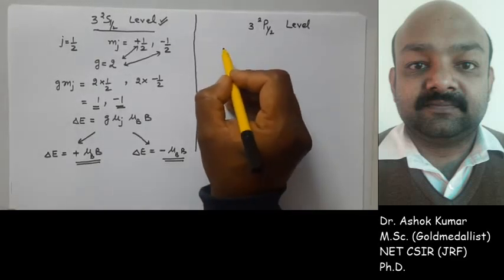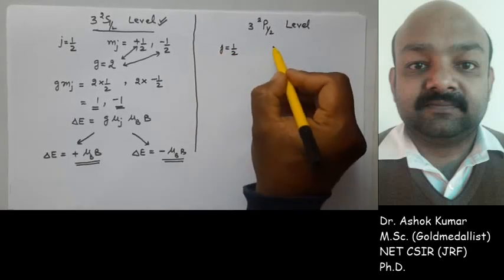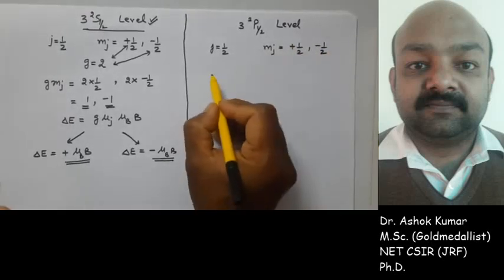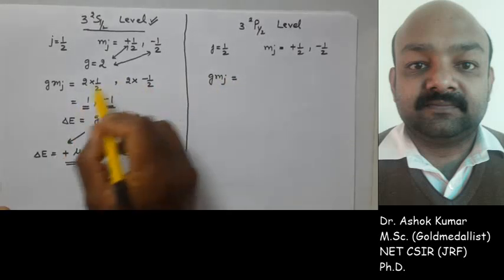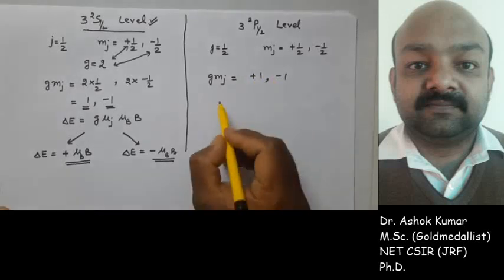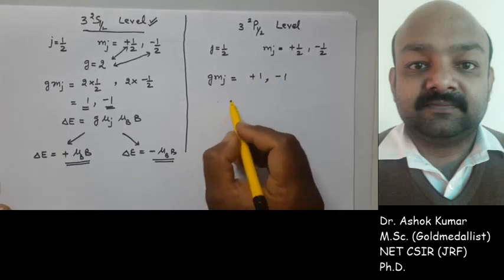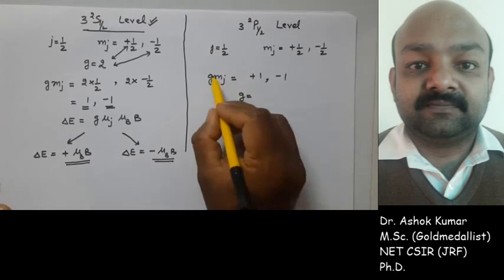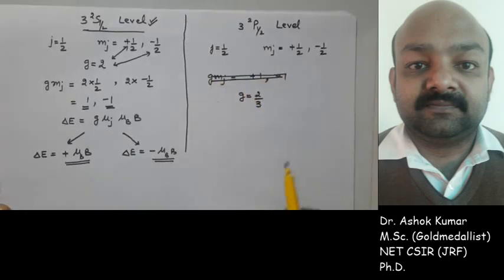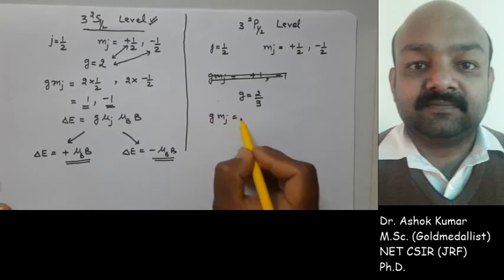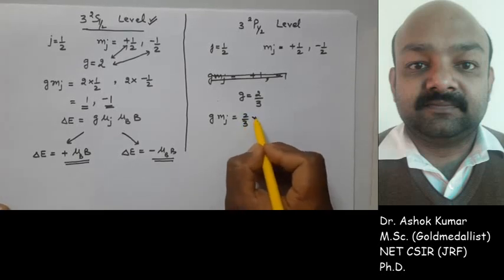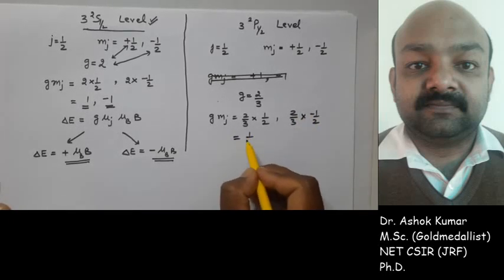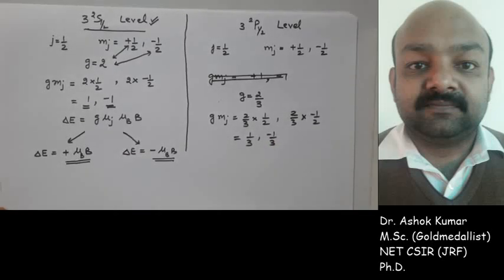Now we come to this level. For this again, J is equal to 1/2. So again the mj values are plus 1/2, minus 1/2. The gmj values are not the same formulation as before, because the Lande g factor we calculated here is 2/3. So the gmj values are 2/3 into 1/2 and 2/3 into minus 1/2. So it is 1/3 and minus 1/3. These are the two values.